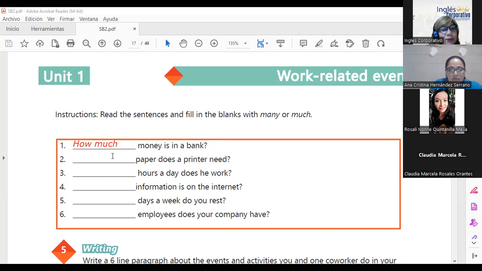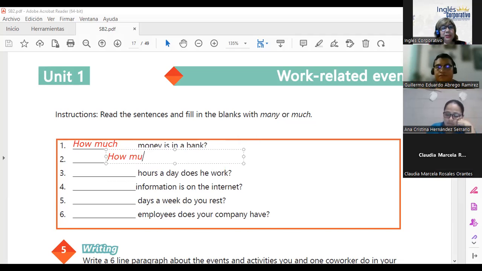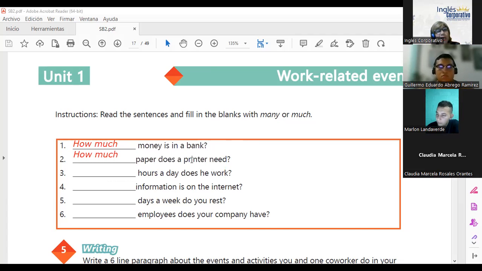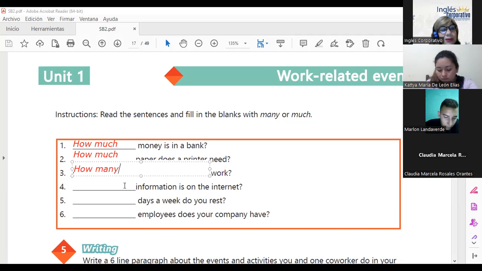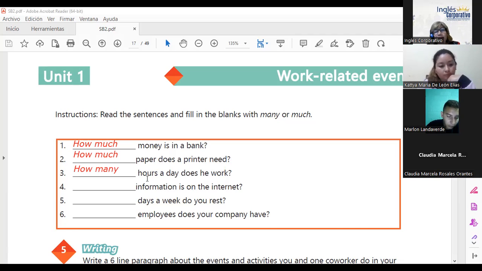How much? The number two, paper, is it how much or how many? How much. Paper is uncountable. In the number three, hours a day does he work, is it? How many? Okay, how many? Because hours are countable. The word time is not countable, but the words hours, minutes, seconds, they are countable.